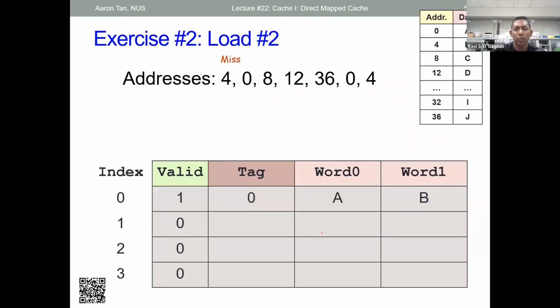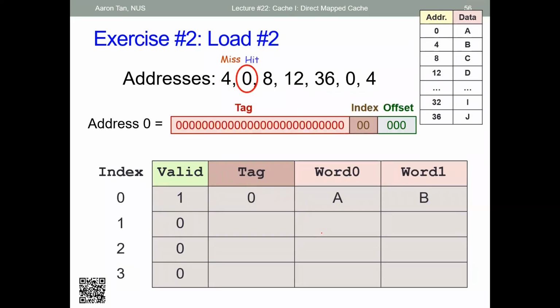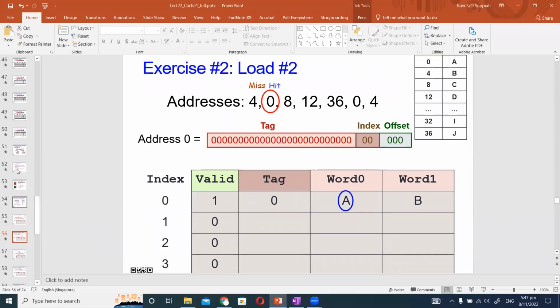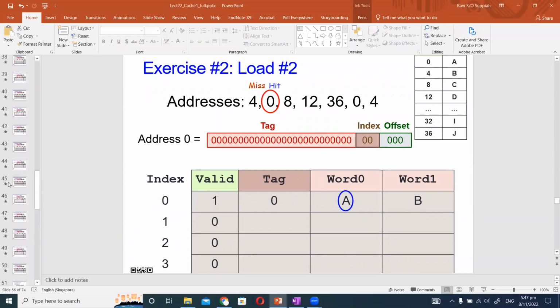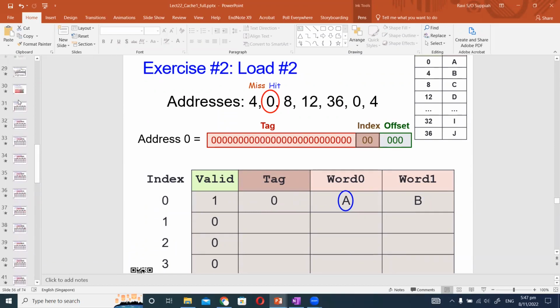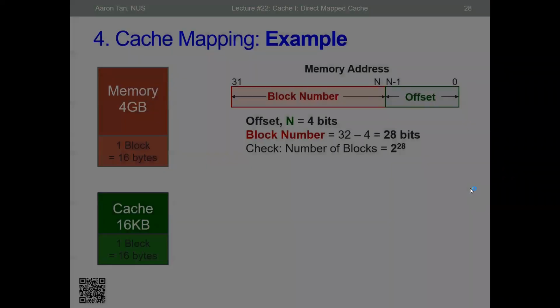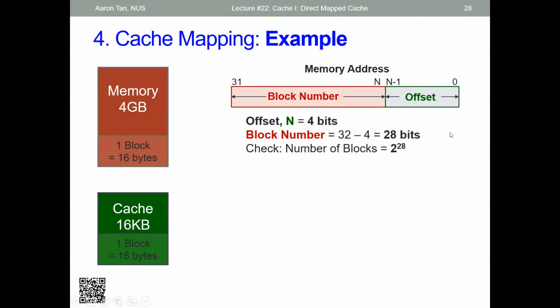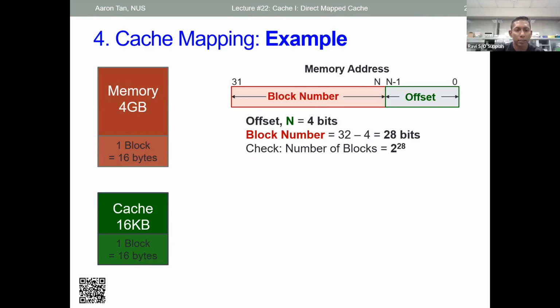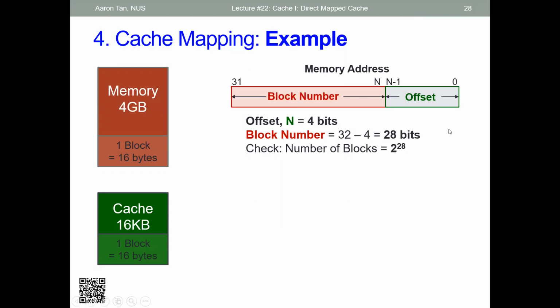Where did you see 16 kilobyte? This is the cache 1 slide 28, the calculation. Yeah, this one, the 16 kilobytes. So one block is 16 bytes, not 16 kilobyte. Oh, one block is 16 bytes.